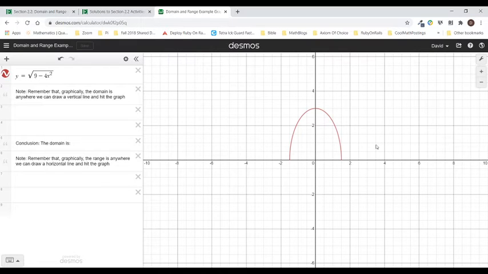Now, we don't want to do this graphically, and I want to do this as dynamically as I can. So I'm going to read a little note that says, remember that graphically the domain is anywhere we can draw a vertical line and hit the graph. So what I'd like to do is try to get Desmos to actually draw some vertical lines and see where I can hit the graph.